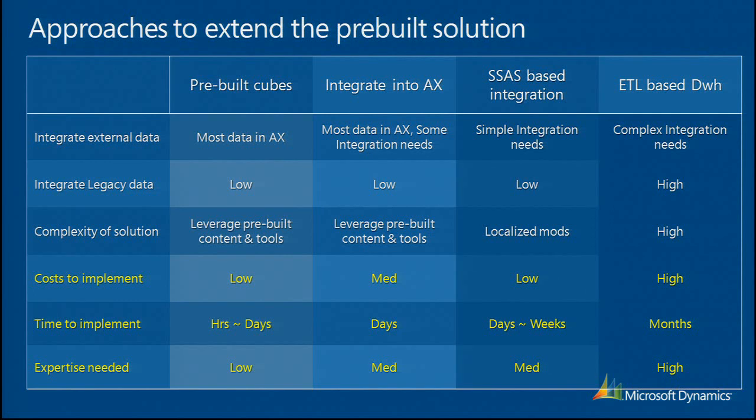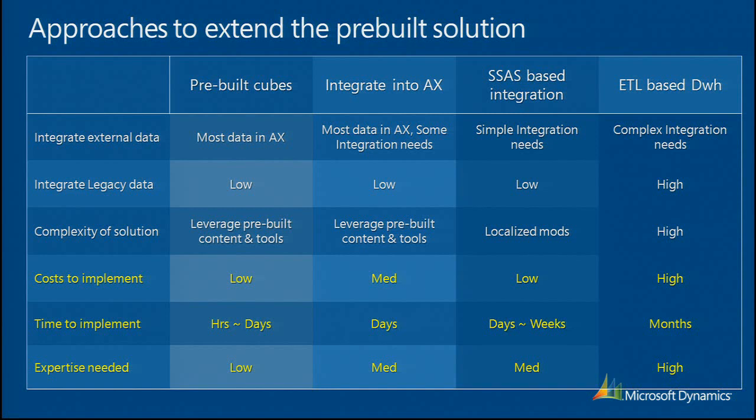Now, if most of your data is in AX, and if you have external data sources that you need to bring in, another approach would be to bring that data into AX using either AIF or ETL directly into tables or something like that. Bring that data into AX, because again, if your rationale is that AX is the system of record, then it makes sense to bring the other data into AX.